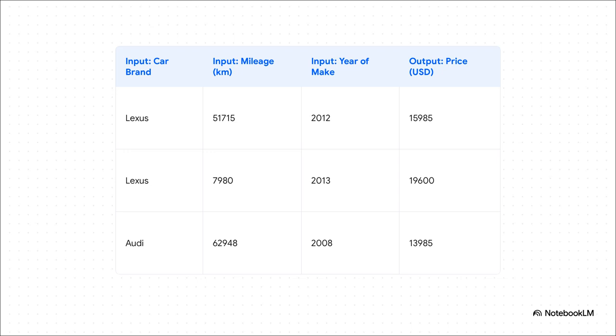For instance, let's say we want to predict used car prices. We'd feed the machine a labeled data set, just like this one. You've got your inputs, the car brand, the mileage, the year it was made, and then you have the known output, what it actually sold for. After looking at thousands or even millions of these examples, the machine starts to see the patterns. It learns the relationship between a car's features and its final price.